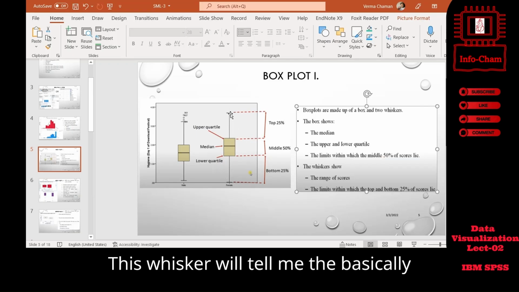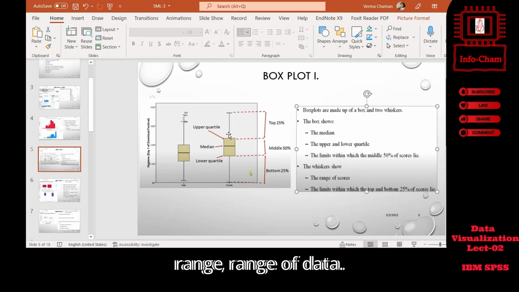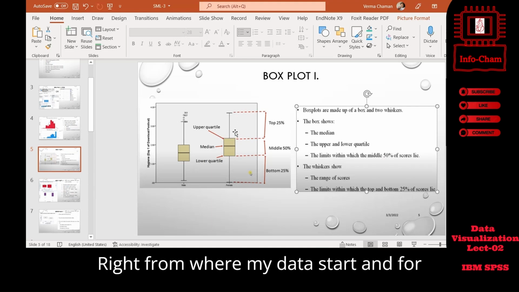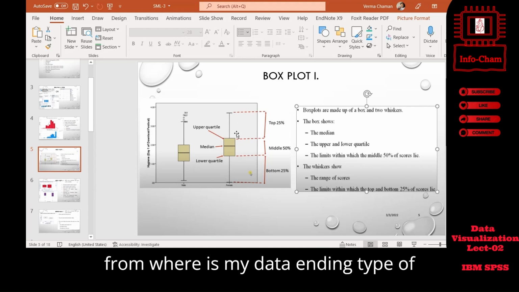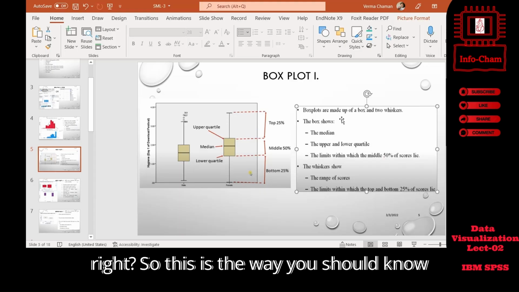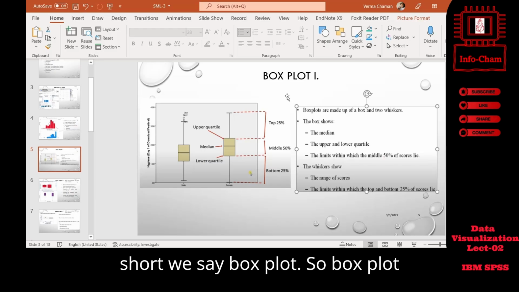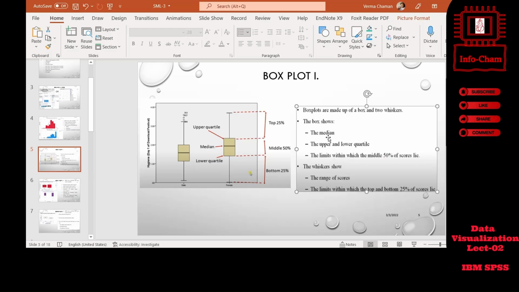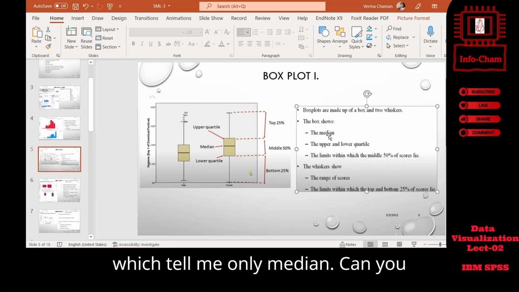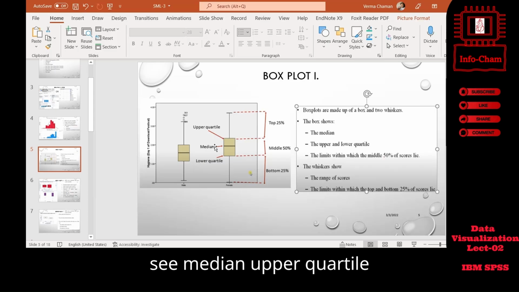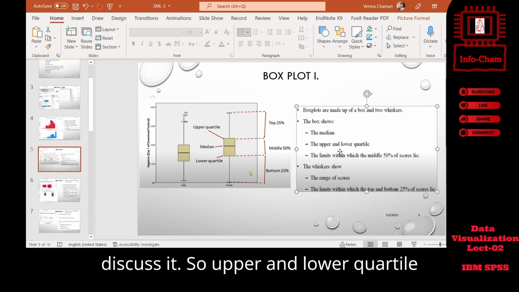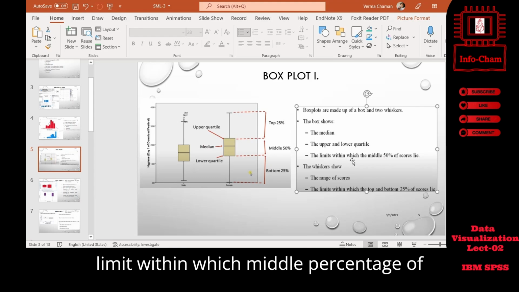This whisker will tell me basically the range of data, right? From where my data starts and where my data ends. So this is the way you should know this is a whisker. That's why we sometimes say whisker plot as well. So in short, we say box plot. The box plot tells me the median. Can you see the median? Upper quartile here, lower quartile here. Three things we need to know here. I think in the first or second lecture I discussed it. The upper and lower quartile limit within which the middle percentage of scores lie.